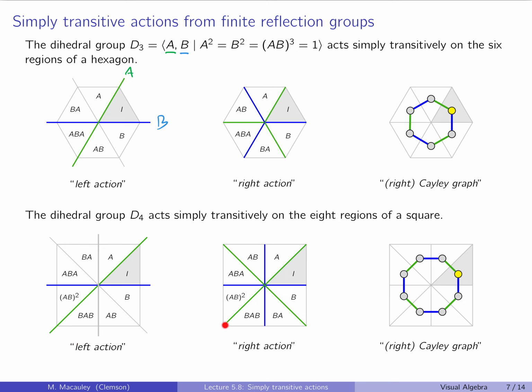It's going to act simply transitively on the 8 regions of a square. At this point, the astute viewer might realize, wait, n equals 3, and we have a hexagon with 6 sides. N equals 4, we have a square with 4 sides. Why not an octagon? Well, we definitely could have done this with an octagon. And let me see if I can draw this. It's not necessarily the easiest. These have to be parallel lines.